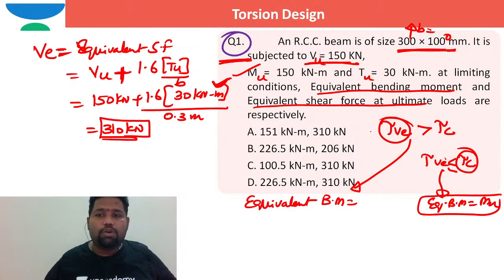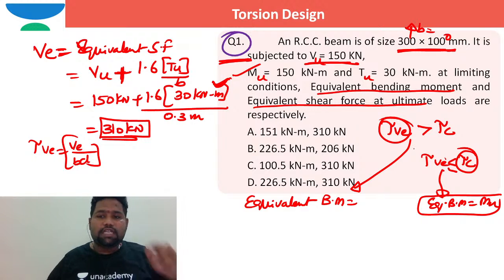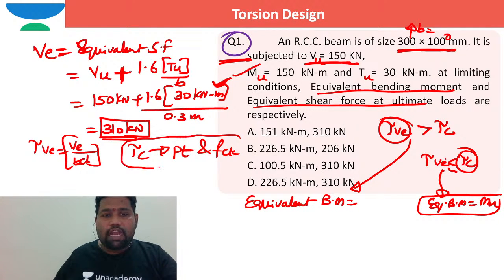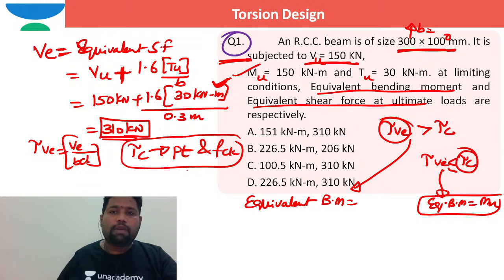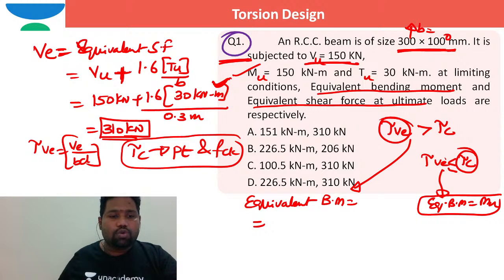Tau ve I am able to work out here, which is Ve by bd. But the shear strength of the RCC beam is required. To work out the shear strength of the RCC beam, tau c, it's a function of percentage of tension steel and fck, and I require Table 19 to work out, but no such data is given. So in such a case, I need to exaggerate the equivalent bending moment.